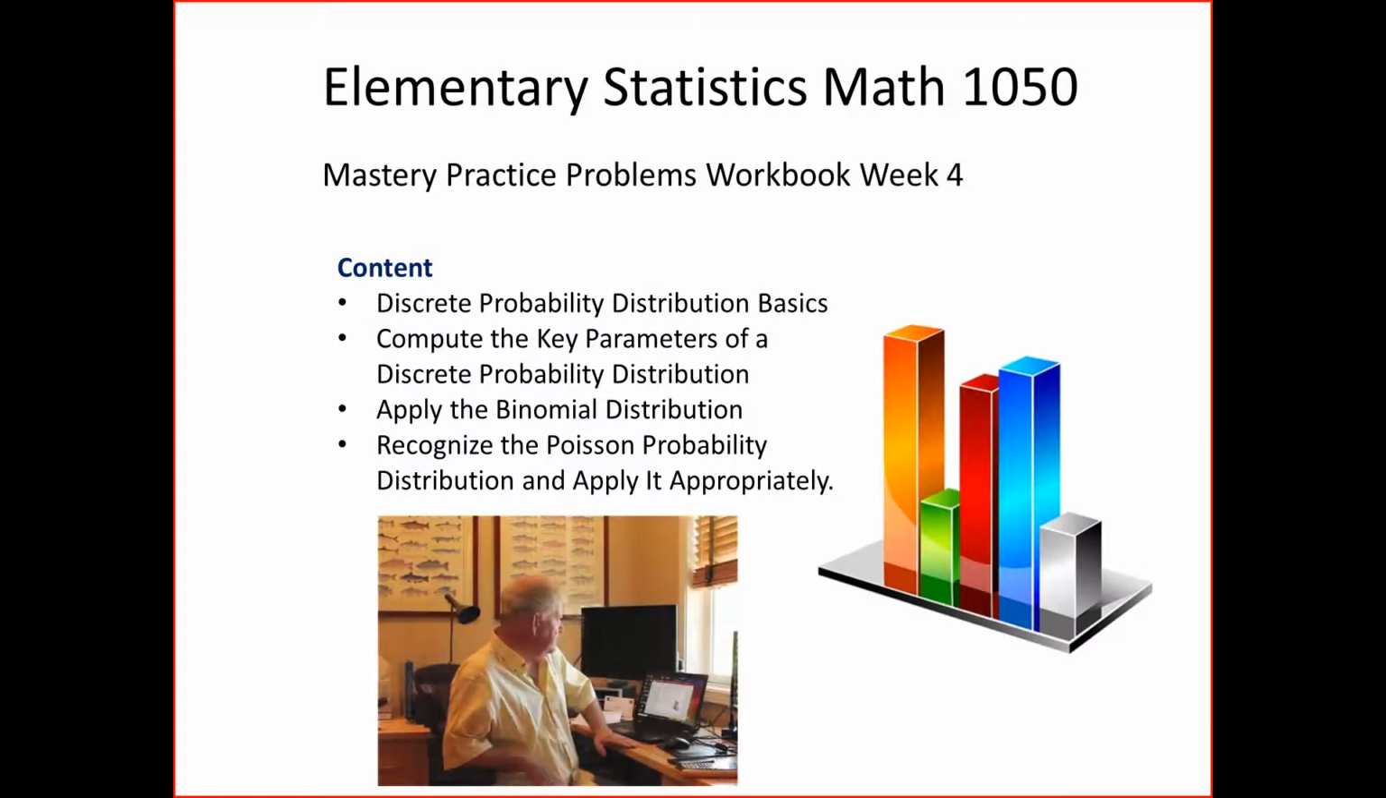All right, let's switch gears, and I think there are 5 problems here on computing key parameters. The key parameters for a discrete probability distribution are the mean, the standard deviation, and/or the variance. So let's look at problem 1 here.